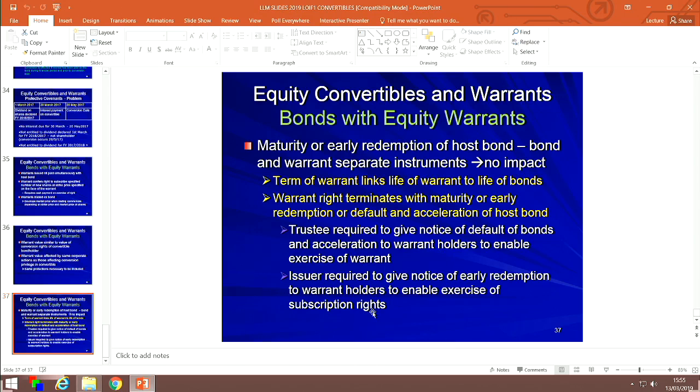But in relation to default, at least, there's a protective provision which says that notice must be given to the warrant holders, either by the issuer or, if there's a trustee, by the trustee, in order to enable the warrant holders, if they so wish, to exercise their rights to subscribe.